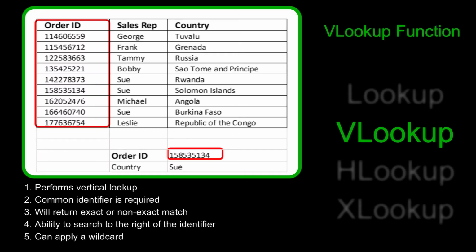The VLookup feature performs a vertical lookup. Again, a common identifier is required. This feature is only able to search to the right of the identifier. The VLookup will return an exact or a non-exact match and offers the ability to use a wildcard.